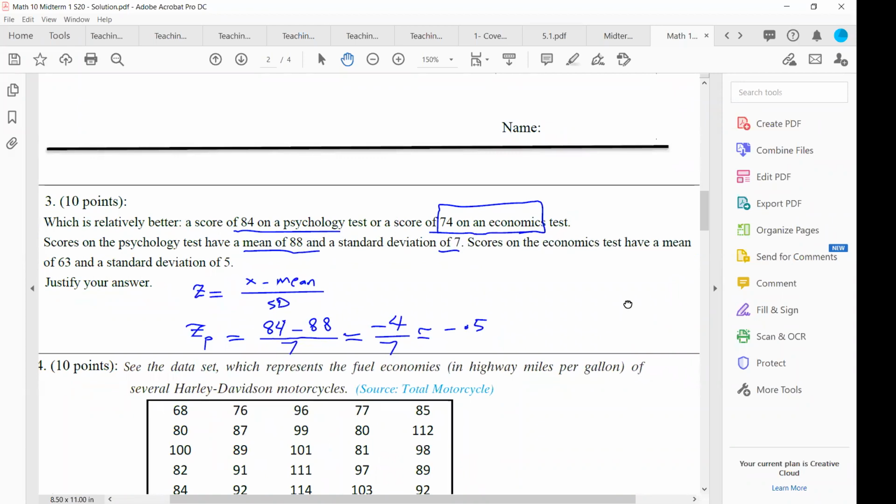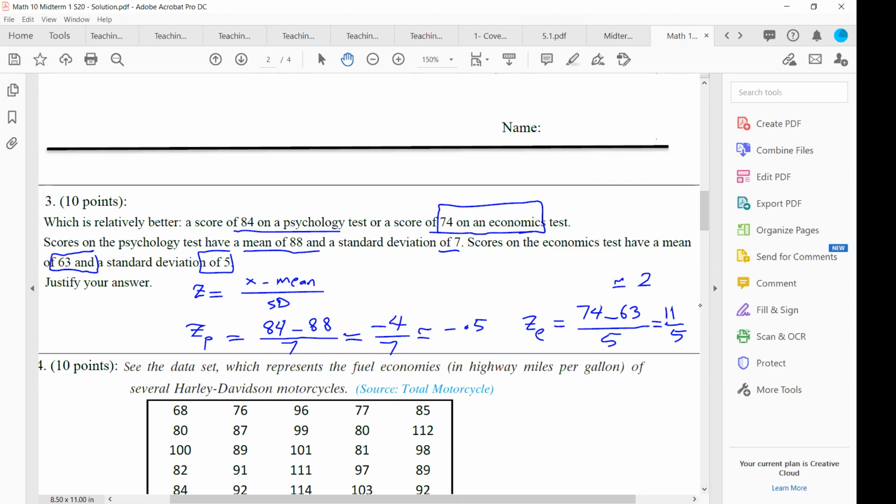What about economics? Your score is 74, the mean is 63, and standard deviation is 5. So z of econs, 74 minus 63 divided by the standard deviation, which is equal to 11 over 5, which is about 2.